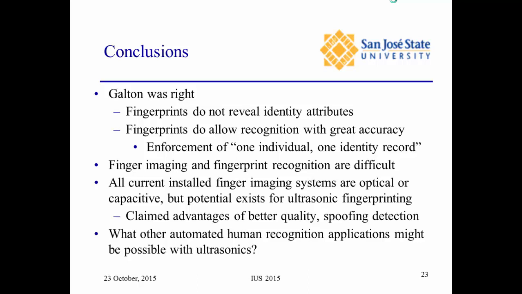But fingerprints are highly valuable for recognizing me, meaning that fingerprints can be used to enforce a one individual, one identity record policy. Finger imaging and fingerprint recognition is difficult. I think, as you've seen from the images that I showed you, false negatives are possible, false positives are possible. False negatives being very, very common, false positives not as common, but common nonetheless. All currently installed fingerprint imagers are either optical or capacitive, but I think there is a potential for ultrasonic fingerprint systems, particularly given the claimed advantages of better quality and spoofing detection.